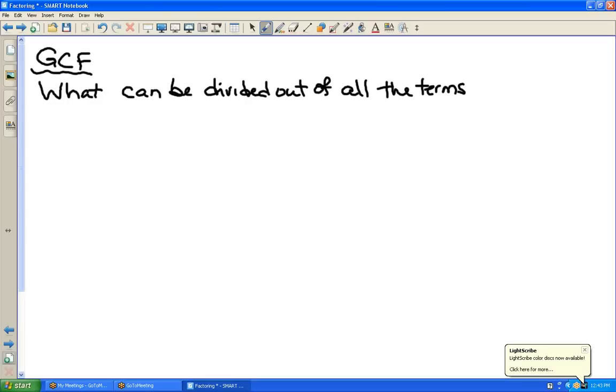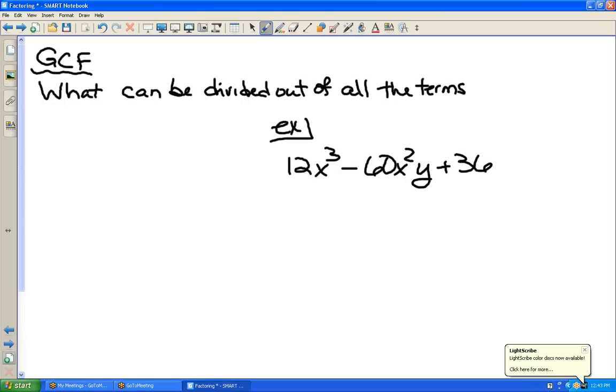So if we get a problem like this, that gives you 12x to the third minus 60x squared y plus 36xy cubed. Okay, so that's the problem. Directions, because they're oh so helpful with life, and they tell you to factor.